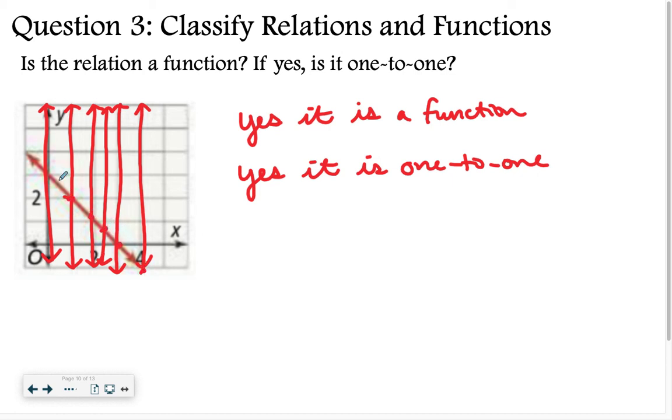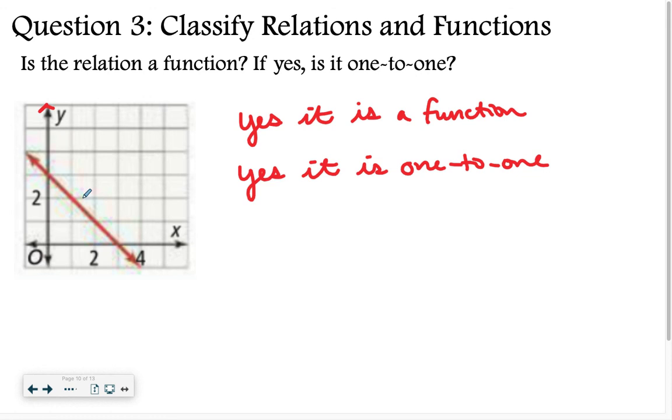So that tells me right there that it is a function, because of the vertical line test, which is sometimes abbreviated VLT. And then one-to-one, I know it's one-to-one because for every x value I put in, I'm only getting one y value out. So this is a function and it is one-to-one.